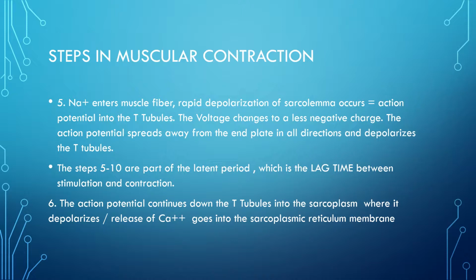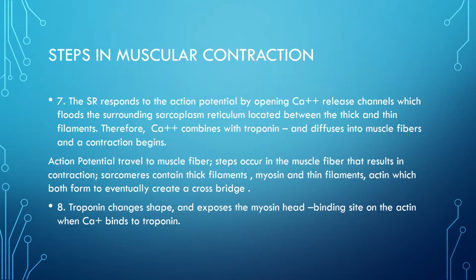The action potential continues down the T tubules into the sarcoplasm, where it depolarizes and releases calcium ions, and it goes into the sarcoplasmic reticulum membrane. The SR responds to the action potential by opening up the calcium ion release channels, which floods the surrounding sarcoplasm located between the thick and thin filaments. Therefore, calcium ions combine with troponin and diffuse into the muscle fibers, and a contraction begins.